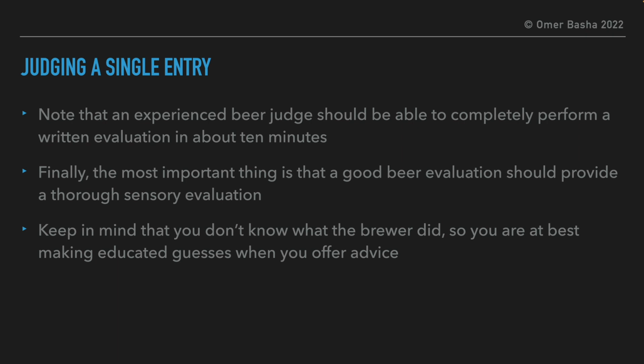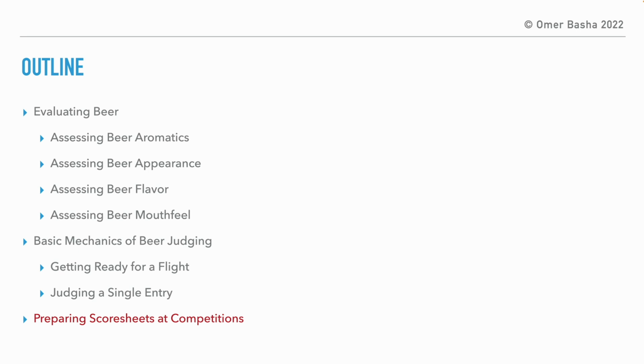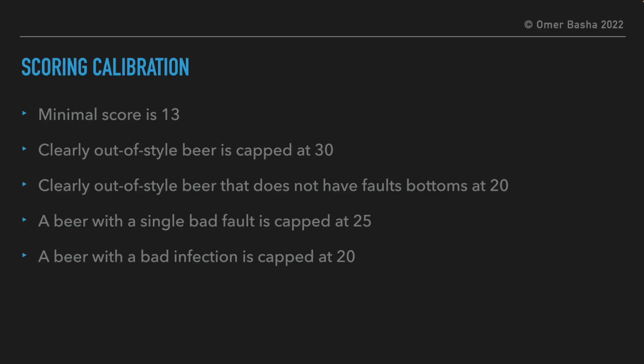Remember again that you don't know what the brewer did, so at best you're making an educated guess about the beer. After we discussed how to perform an evaluation for a single entry, let's talk about a few things regarding beer evaluation in competitions. New judges tend to give high scores to beers. So, to calibrate the score, always remember that the lowest score that can be given is 13. 13 is the upper part of the problematic beer and usually conveys the message.